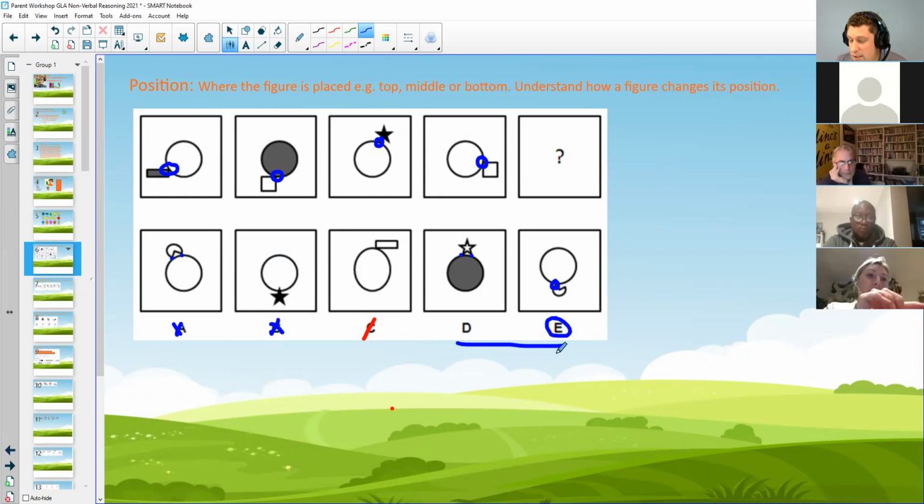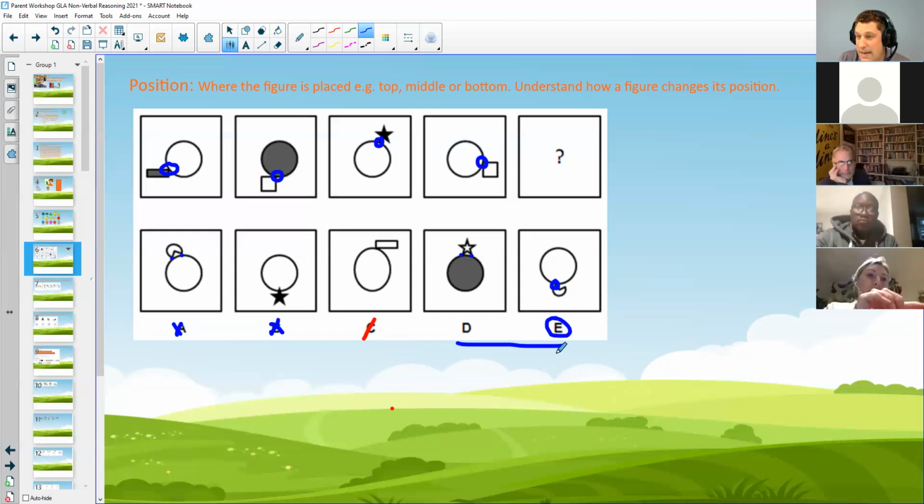Now, one of the things you'll notice that I was doing when I was going through that question is I was actually crossing things out. And the reason for that was to limit the choices that I had. This is a multiple choice section. So when children do non-verbal reasoning, whether that be for GL or CEM, then they will have options. They will have the answer options to choose from.